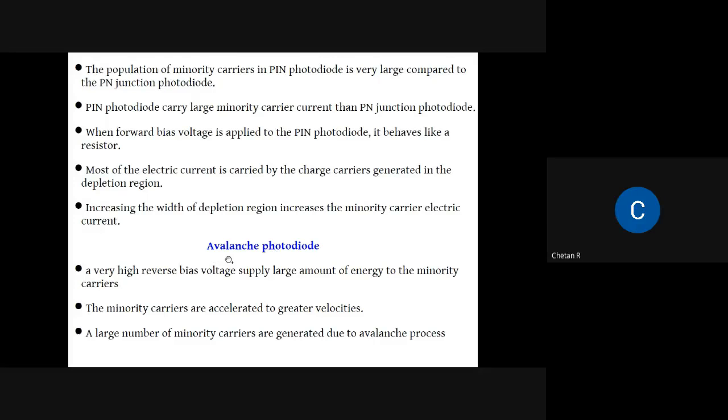Ma'am, one doubt. Will this avalanche always happen only for minority carriers? Yes, exactly, because this is working in reverse bias condition. This avalanche happens only in reverse bias condition. So the so-called breakdown in a normal PN junction diode also is in reverse bias. This is a specially designed photodiode without a breakdown. When the avalanche happens in this photodiode, it is without the breakdown.